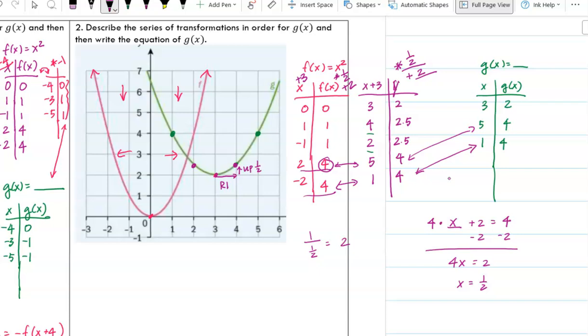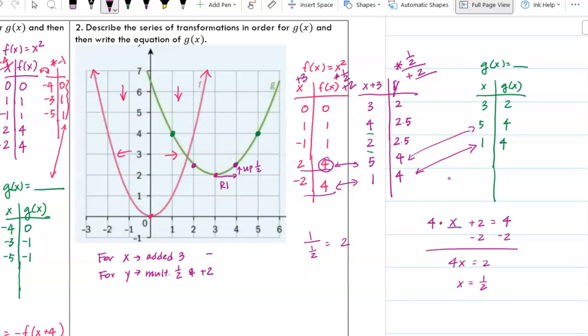Okay, but we're not going to go there. That's too complicated. Okay, so now let's take a look. So for x, we added 3. And for y, we multiplied it by 1/2. And then we added 2.